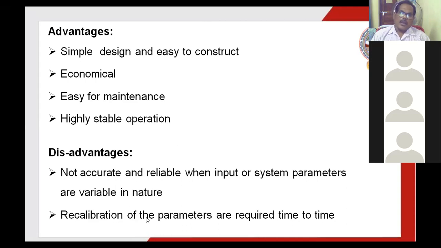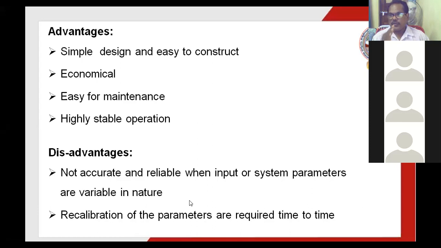Now there are disadvantages also. Here the disadvantage is that it is not accurate. Sometimes we never get the desired output because the output is not affected by the controlling signal or controlling system. Therefore, sometimes the output is not accurate or reliable when the input or system parameters vary in nature. And recalibration of parameters is required from time to time. Calibration, as we already know, is nothing but making it errorless.